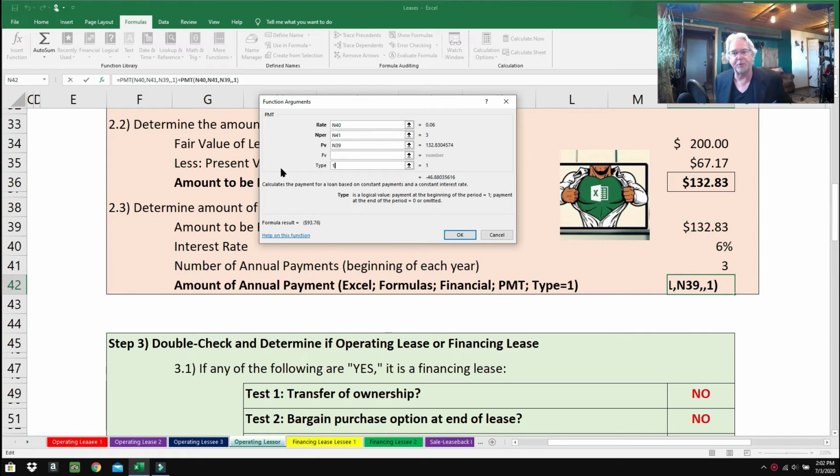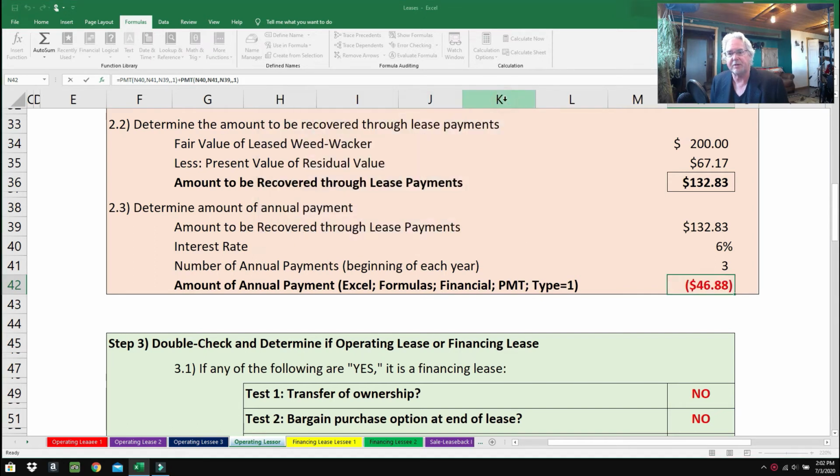The reason why number 1 is, if you leave it blank, Excel says, oh, the payments happen at the end of each year. Well, that's not true. The payments happen at the beginning of each year. So we need to type in number 1, and that tells the computer that the payments happen at the beginning of the year. So I'm going to exit out of this because I don't want to mess up what I'm doing here. And there's the payment, 46.88.